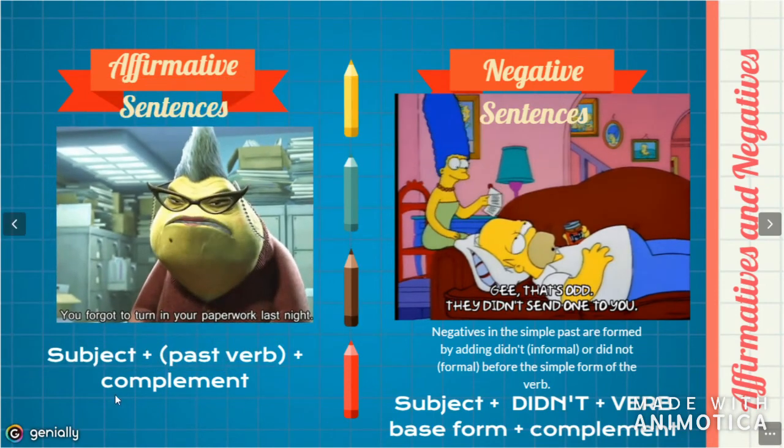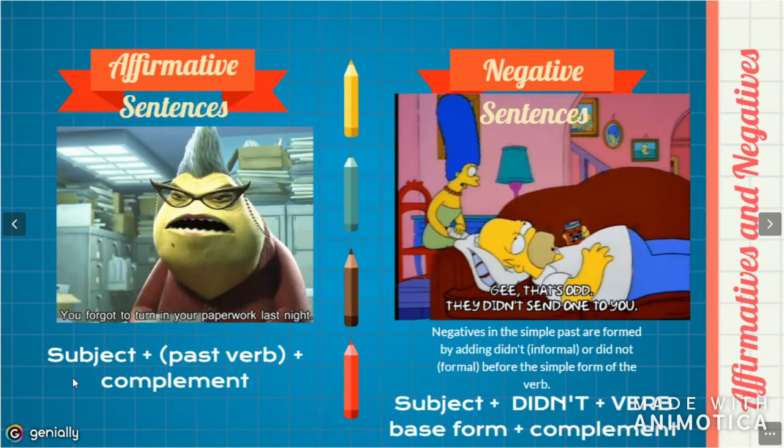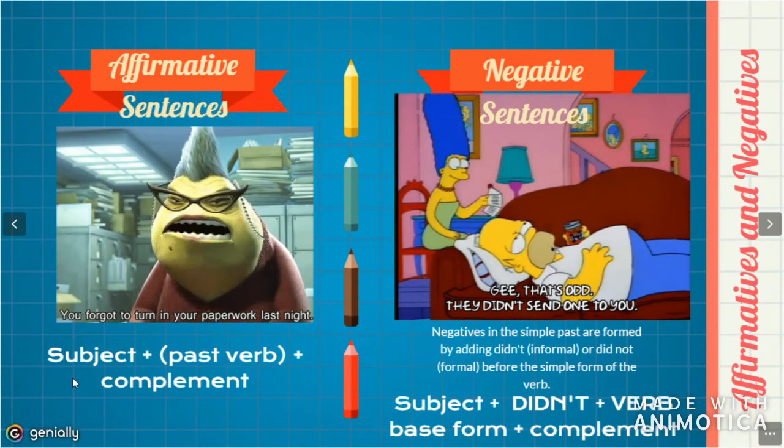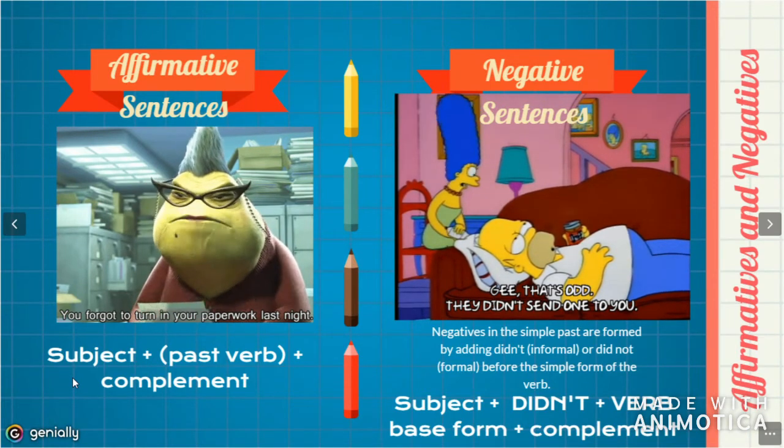Es muy directo y es muy simple. Por ejemplo, I can say, I went to the university last year. Sujeto I, verbo conjugado went, y el complemento to the university last year.